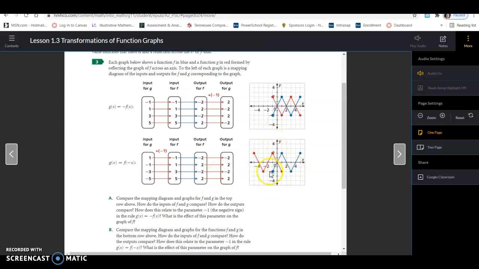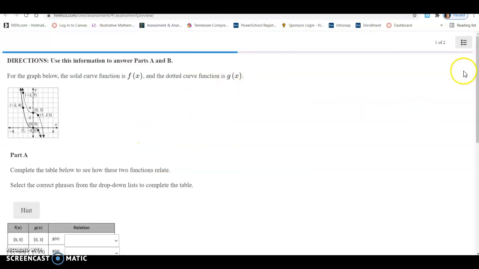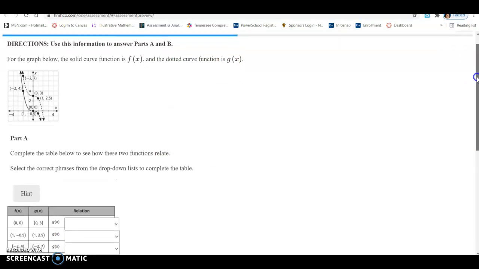Here's my y-axis here. So the blue line, if I reflect it, it reflects to the red. Outside the parentheses is going to reflect it across the x. Inside the parentheses is going to reflect it across the y. All right, let's look at a few examples. Let's see if we can get through some of these.